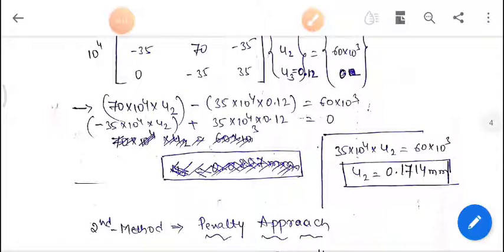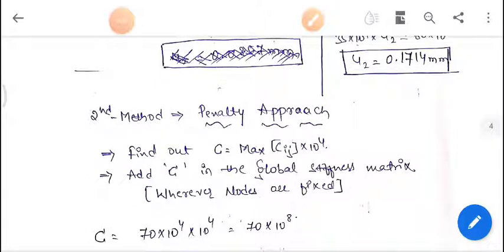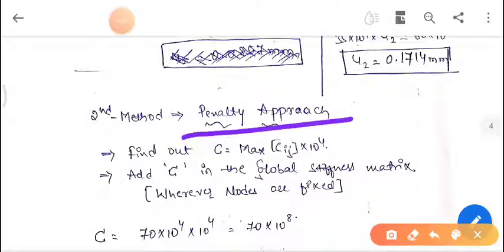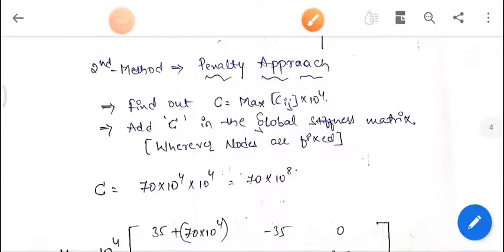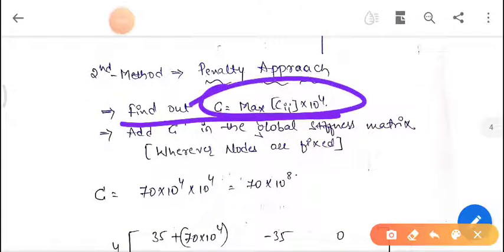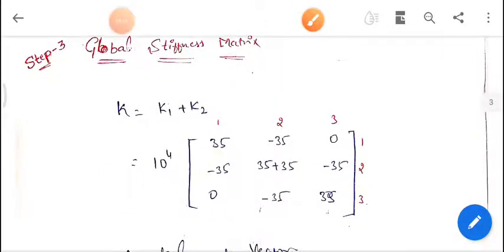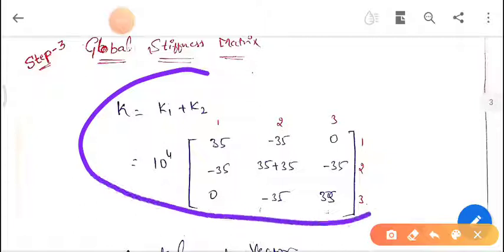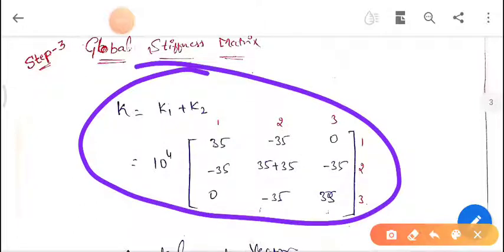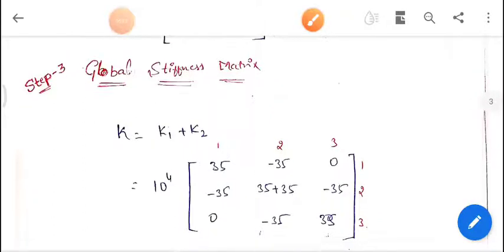Next we'll see the same problem with the penalty approach. In the penalty approach, the first thing is we need to find the constant c, which is nothing but the maximum of Cij into 10 raised to 4. What is this Cij? We will see now. If you look at our earlier matrix, this is our global stiffness matrix. I hope you know how to form this. Here in the penalty approach method, we need to find the constant c.